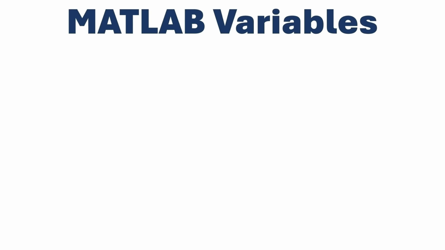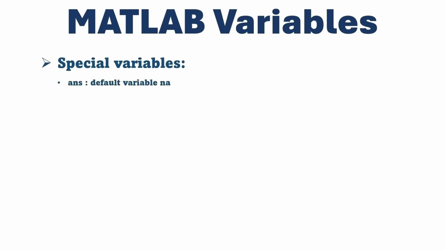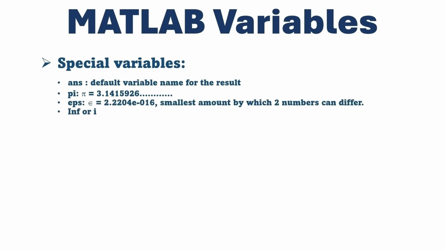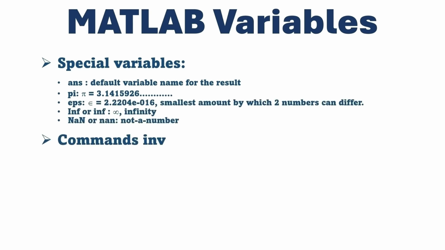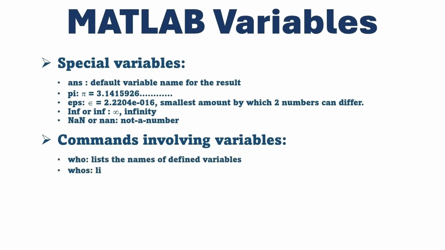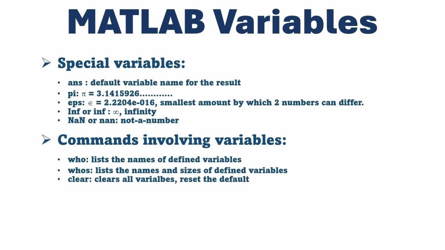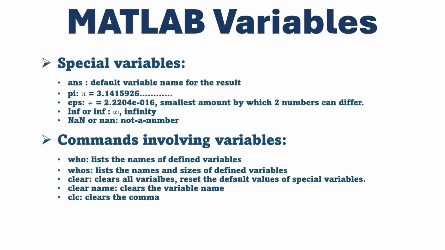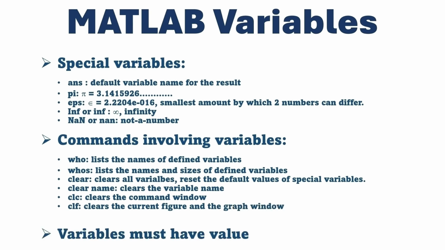A few more points which I have already covered, but I'm covering again here, are the special characters. The special characters are ans, pi, eps, inf, and NaN, not a number. And the commands involving variables: who is used to list the names of the defined variables, whos lists the names and sizes of the defined variables, clear all variables resets the default values of the special variables, clear name clears the variable name, clc clears the command window, and clf clears the current figure and the graph windows. And the last important point is that a variable must have a value before it is used.